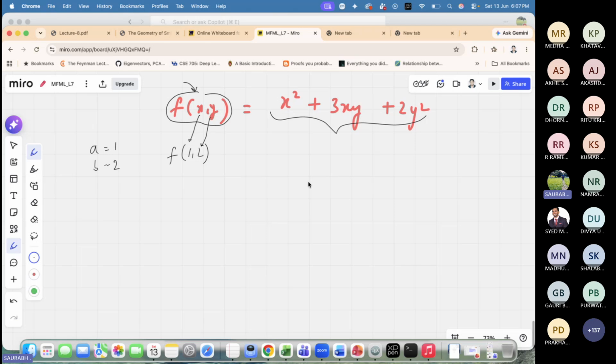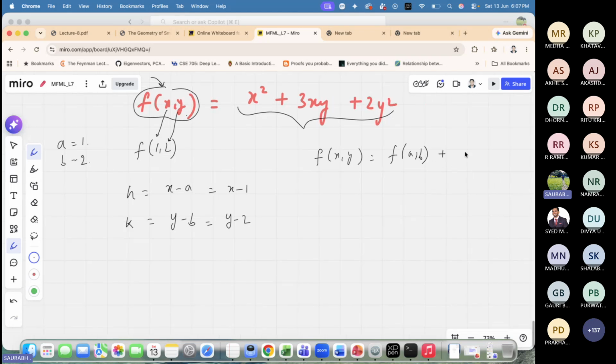The very first thing you will have to find out: remember, I told you about h and k values, right? h is nothing but x minus a, and k is nothing but y minus b. You already know a and b. a is 1, b is 2, so it becomes x minus 1 and y minus 2. Now to find the function value, f(x,y) equals f(a,b) first, then the higher order terms, and so on. So first let's find out f(a,b).